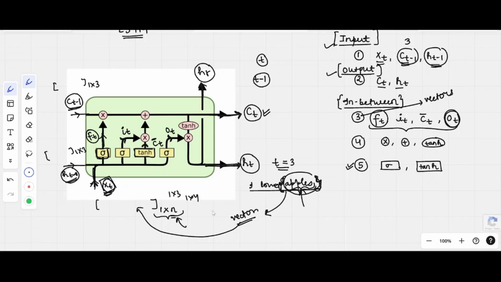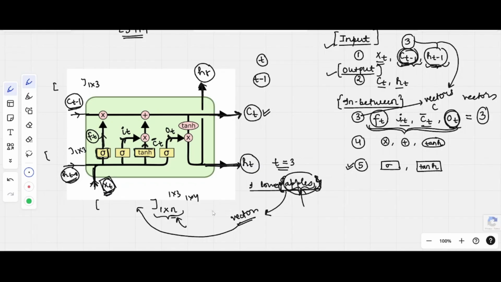And what is their dimension? Their dimension is equal to the dimension of these vectors. Each of these vectors' shape will be equal to the shape of the cell state vector. So if there are three elements in CT minus 1, then FT, IT, C dash T, OT, all of them will have three elements, and all of them will be vectors.